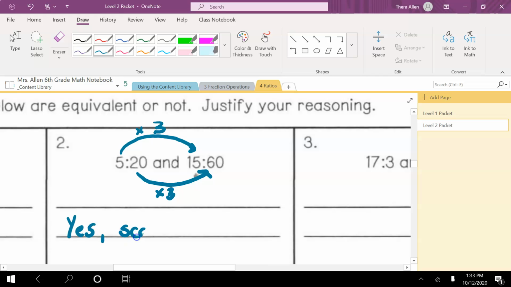And it has a scale factor. That means, what did you multiply it by? A scale factor of 3. Very simple. And let's look at our last one.